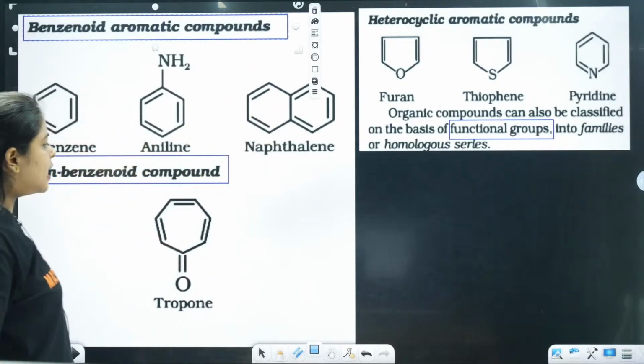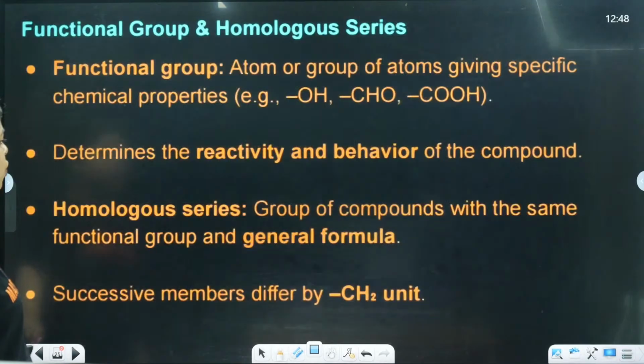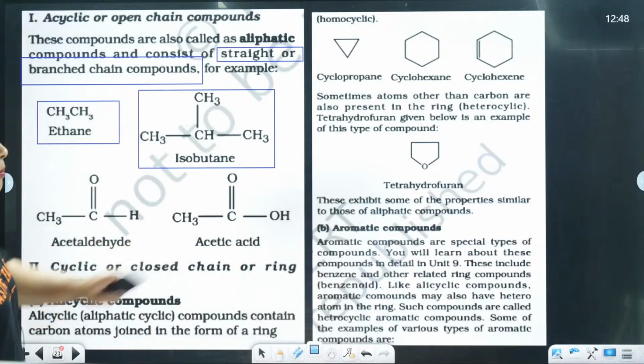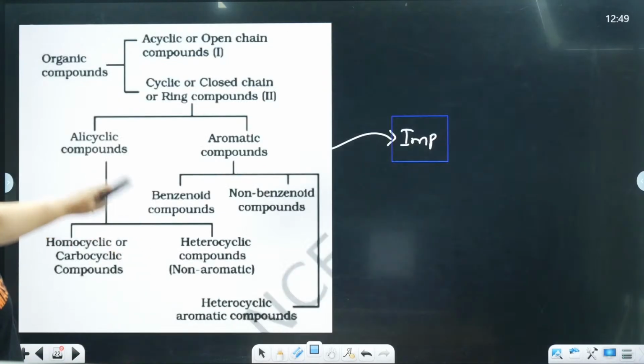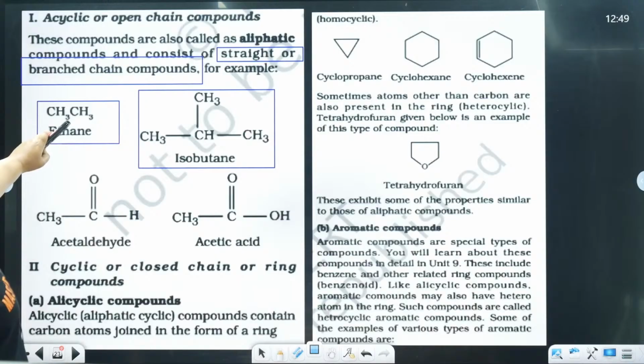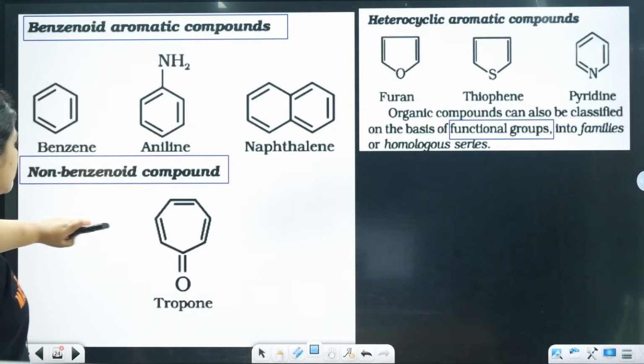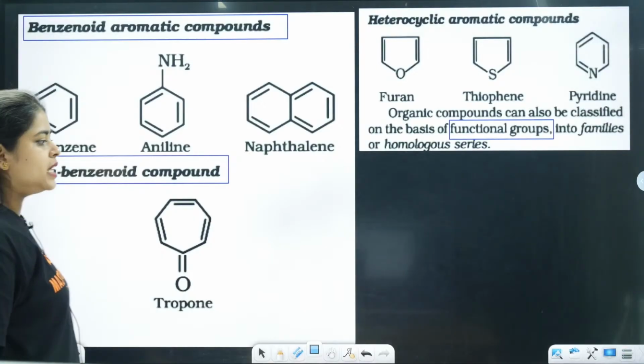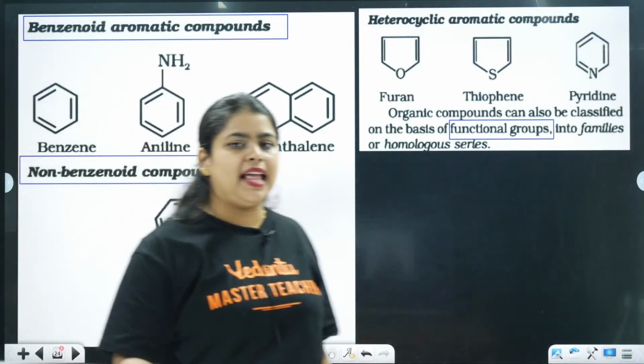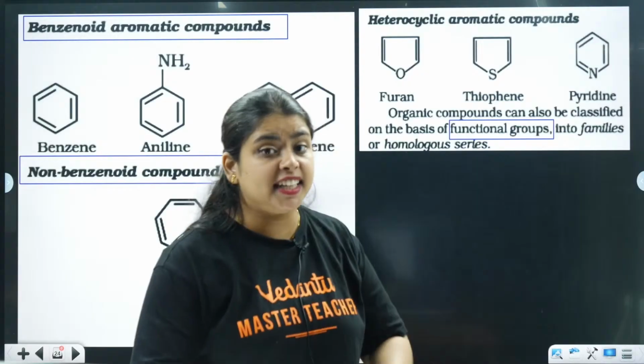Done. So these are the two types which are present in the aromatic compounds. In aromatic compounds we have learned two types: one is benzenoid aromatic compounds and the other is non-benzenoid compounds. Clear? This flowchart will help you to learn it in the easiest way.